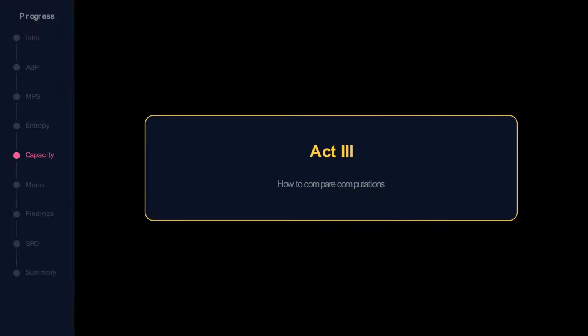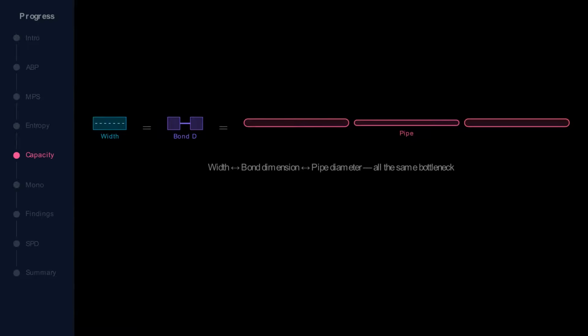Act 3. How to compare computations. Geometry and tools that prove who's genuinely harder. Width of a layer, thickness of a bond, diameter of a pipe. They're all the same story. How much can squeeze through a bottleneck?